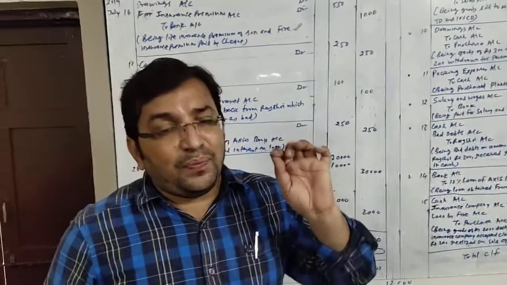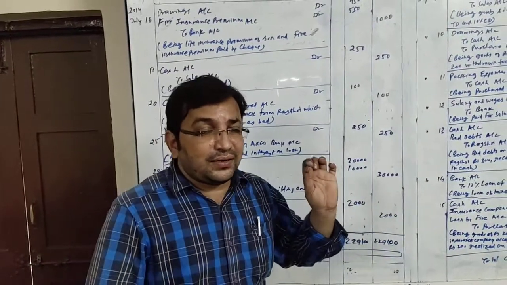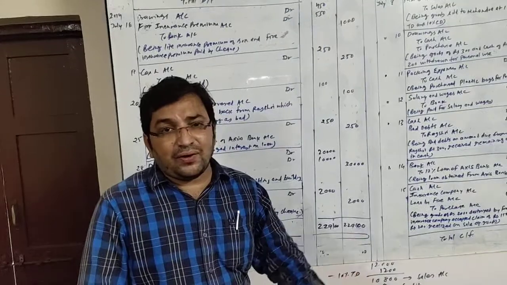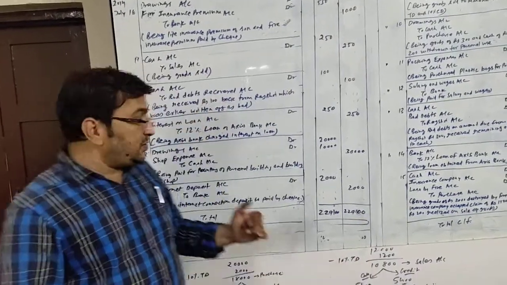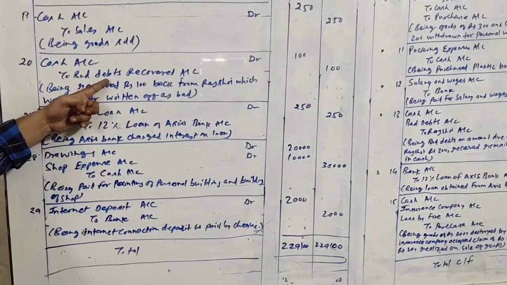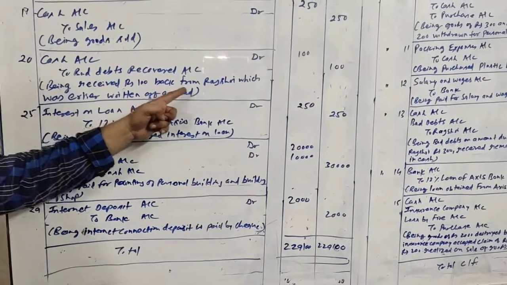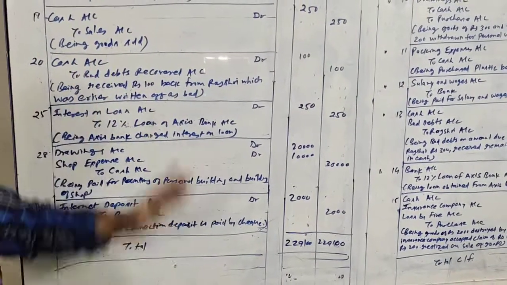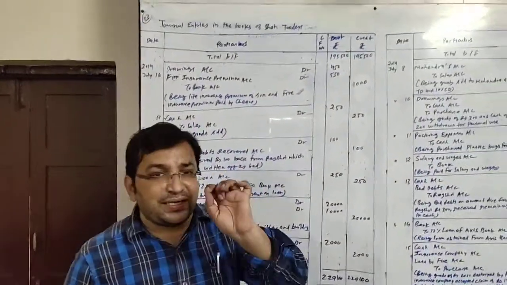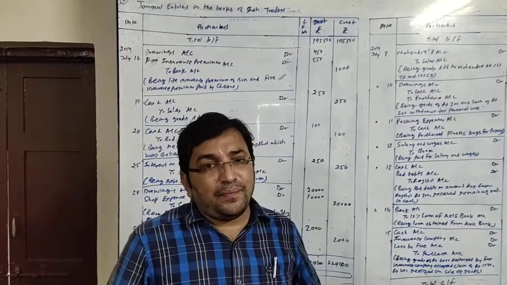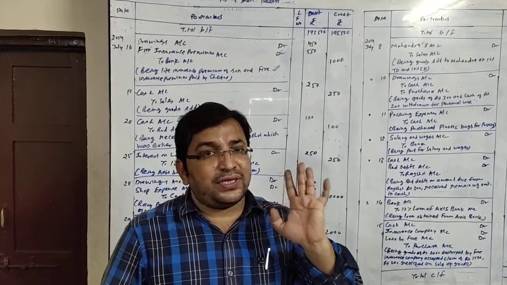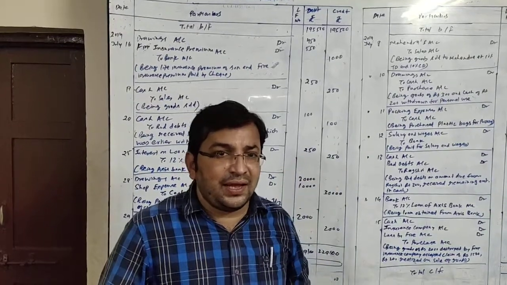So rupees 100 is bad debts recovered, which is an income and will be recorded as an income. So cash account debit to bad debts recovered account, being rupees 100 received back from Rajni, which was earlier written off as bad. Bad debts is considered as a loss or expense. Bad debts recovered is considered as an income. Though it is not really an income, it is considered as an income.